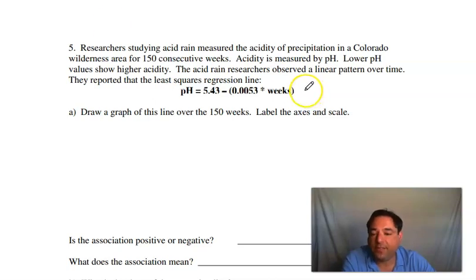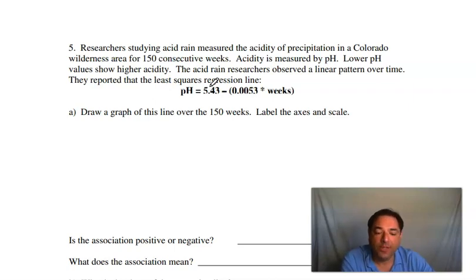Okay, for question 5 on the test review, researchers studying acid rain measured the acidity of precipitation in a Colorado wilderness for 150 consecutive weeks. Acidity is measured by pH. Lower pH shows higher acidity. The acid rain researchers observed a linear pattern over time. They reported that the least squares regression line, pH, equals 5.43 minus 0.0053 times weeks.